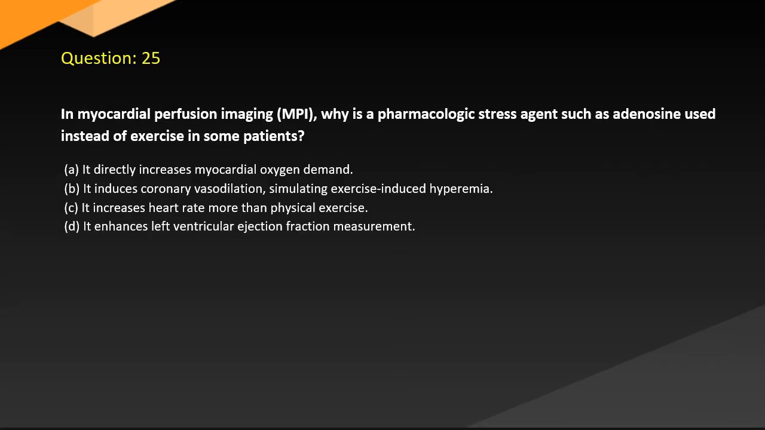Question 25. In myocardial perfusion imaging (MPI), why is a pharmacologic stress agent such as adenosine used instead of exercise in some patients? A. It directly increases myocardial oxygen demand. B. It induces coronary vasodilation, simulating exercise-induced hyperemia. C. It increases heart rate more than physical exercise. D. It enhances left ventricular ejection fraction measurement.